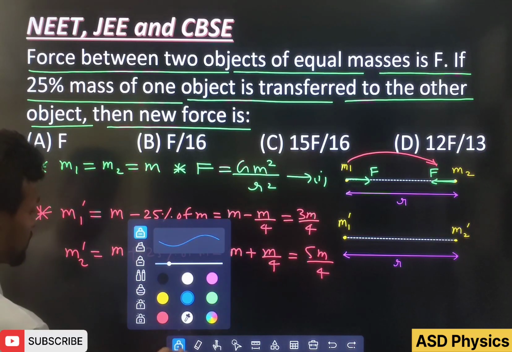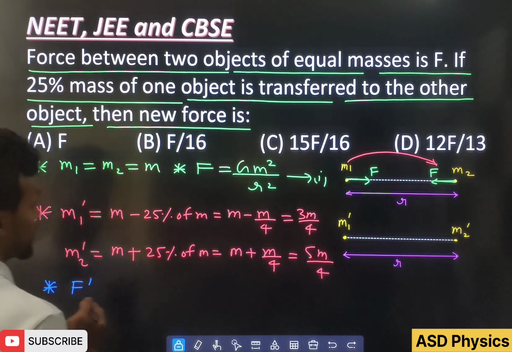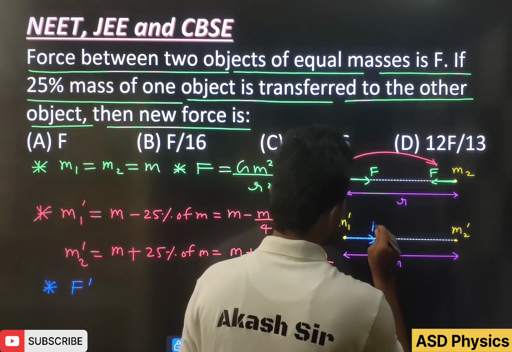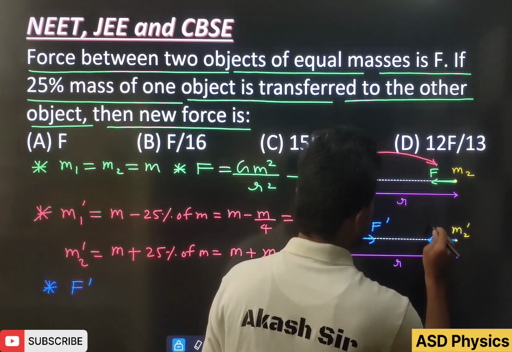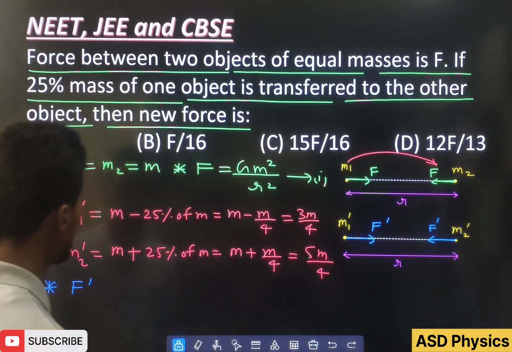Now students, after that what will happen? If I calculate the new force here, let's take F dash. Now they are not telling anything about the distances. That means they are kept a certain distance apart. Here also R, here also R, and the force is now F dash.